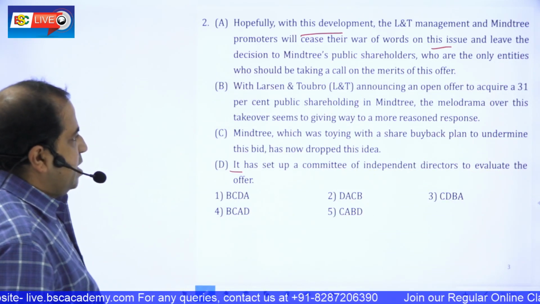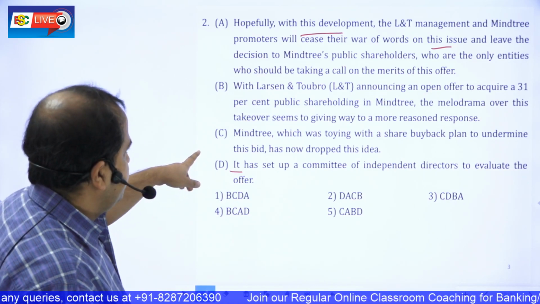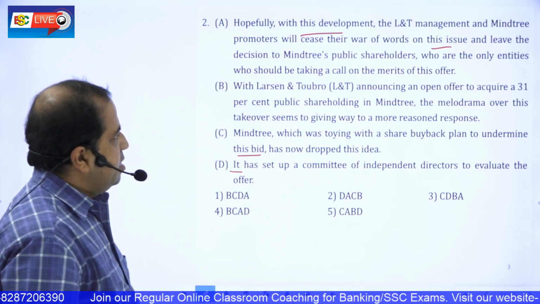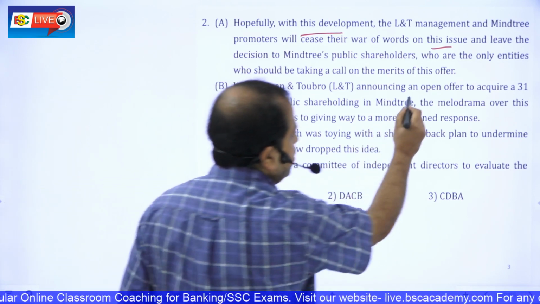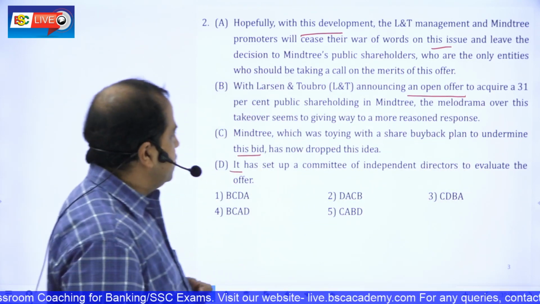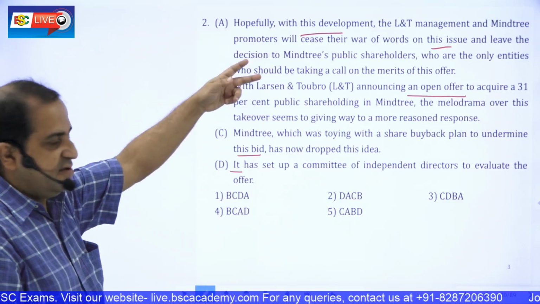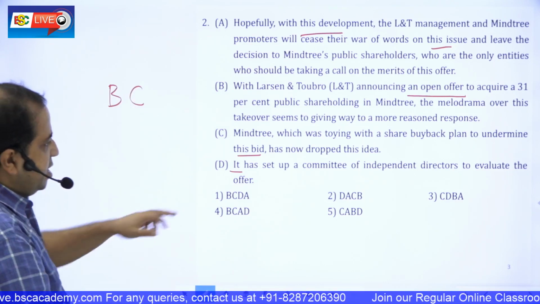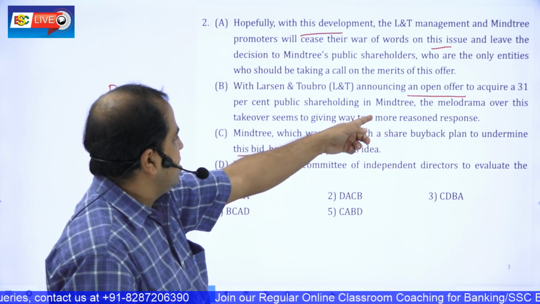Now see what is happening. This bid. Now where is the bid? Undermine this bid. और इस bid की बात कहाँ हुई है? An open offer. तो ये किसको रेफर कर रहा है? C किसको रेफर कर रहा है? B को रेफर कर रहा है. BC. और it किसको रेफर कर रहा है? It has set up a committee. Mindtree को रेफर कर रहा है.